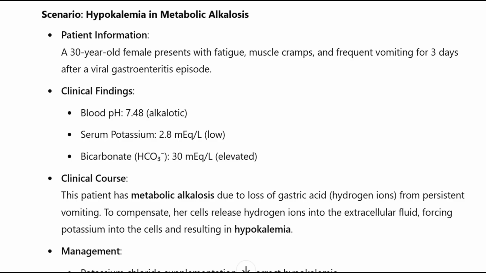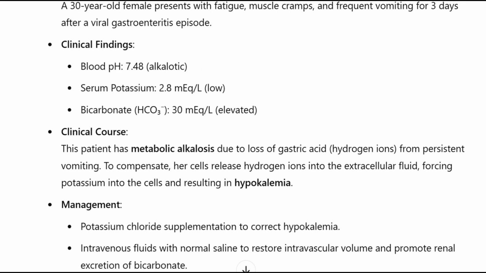Clinical course: this patient has metabolic alkalosis due to loss of gastric acid, hydrogen ions, from persistent vomiting. To compensate, her cells release hydrogen ions into the extracellular fluid, forcing potassium into the cells and resulting in hypokalemia.